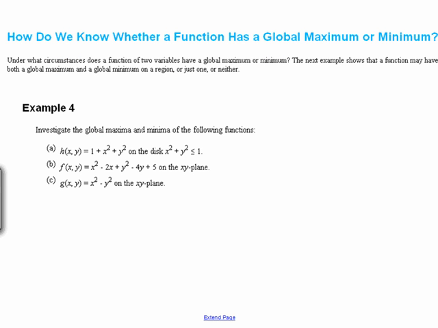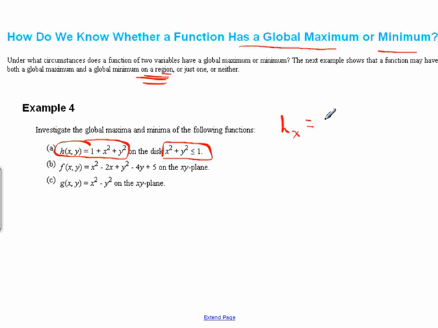Okay, so looking at how we can determine whether a function has a global max or minimum when we're talking about some function being on a given region. So let's think about this function here, and it's on the disk x squared plus y squared must be less than or equal to 1. So we know that our partial derivatives are 2x and 2y, and these will be 0 at the point 0, 0.